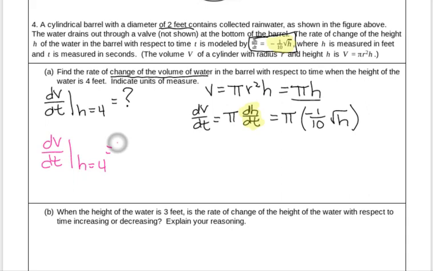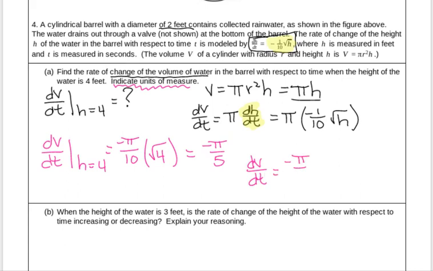I'm going to write this as negative pi over 10 times the square root of 4. We know that the square root of 4 is 2, so this is going to become negative pi over 5. And now we do have to make sure that we include units on this one. So dV/dt is going to equal negative pi over 5.